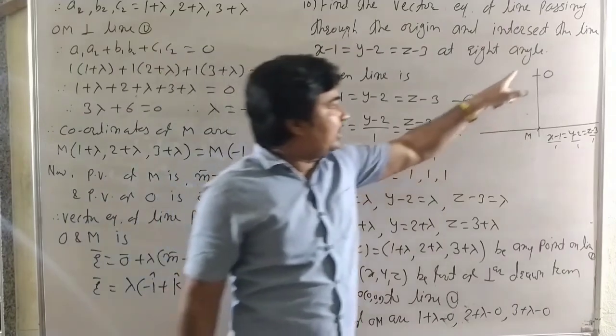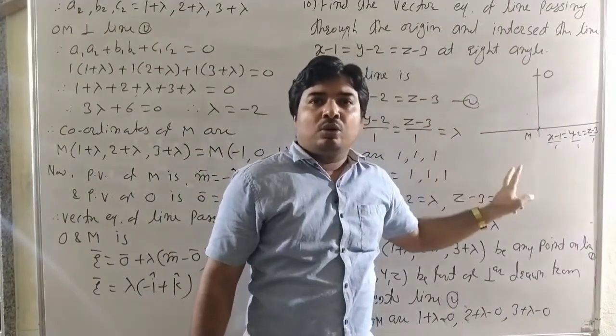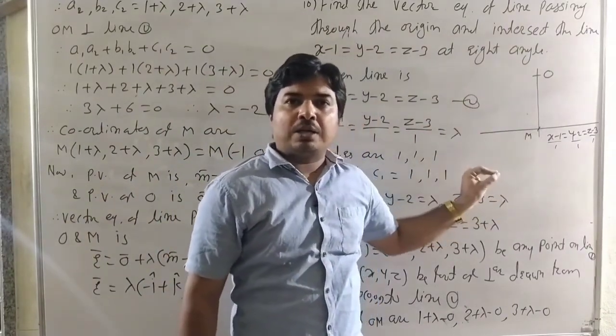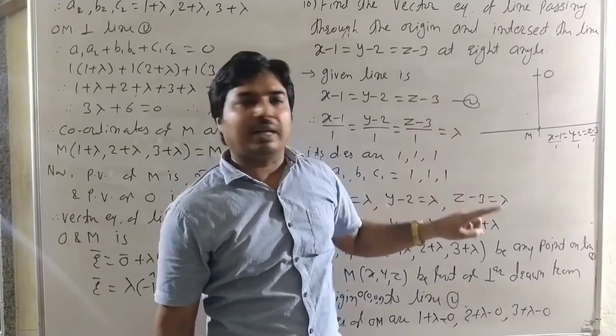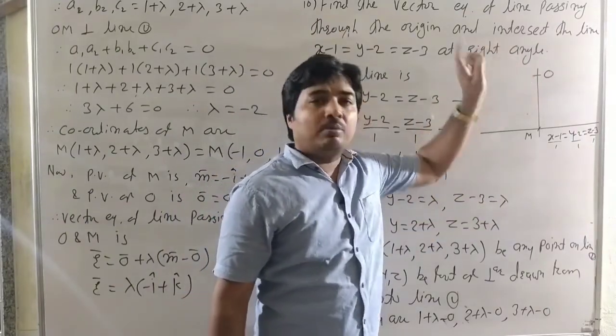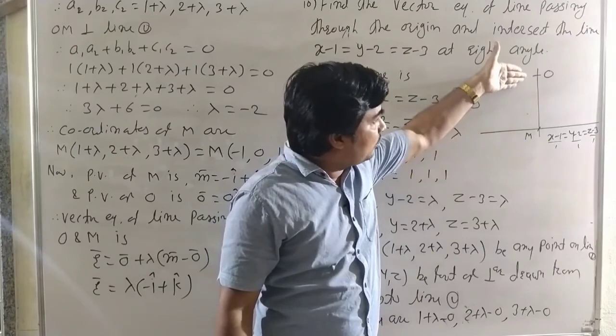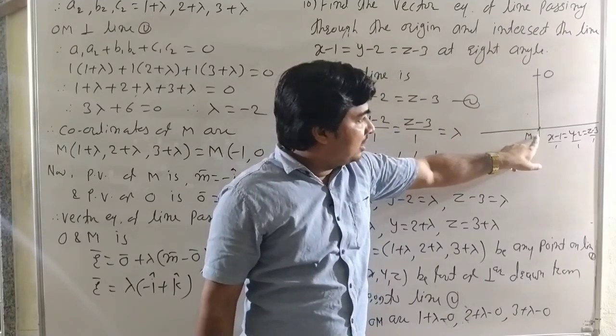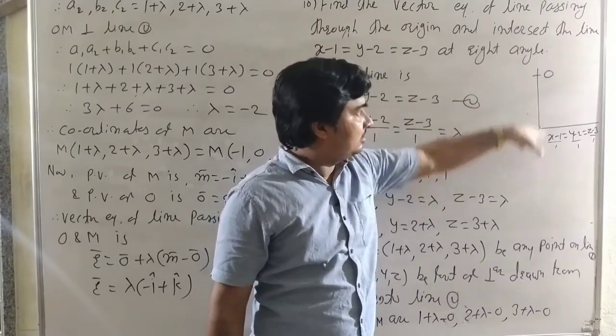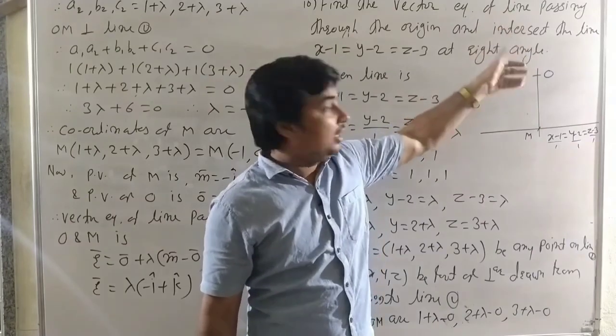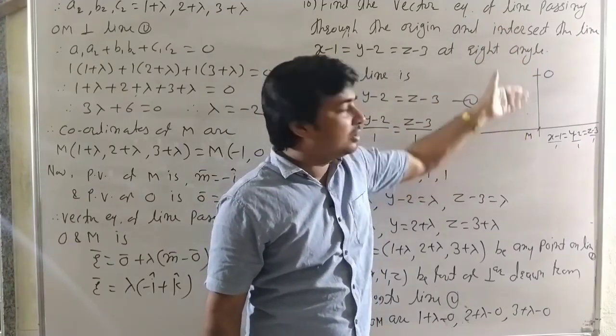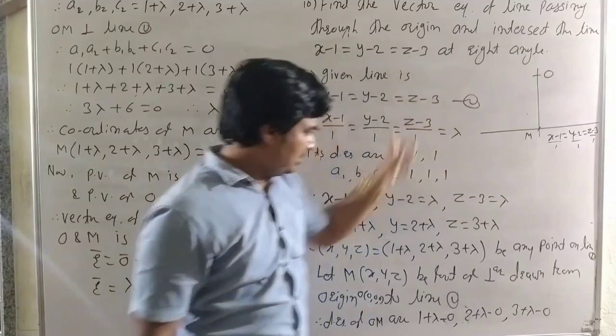Here, to find the equation of a line, we want to know the point it passes through and its direction ratios, or two points it passes through. Here, given one point, we have found the second point and then found the equation of the line by using the two-point form. Okay, see carefully this.